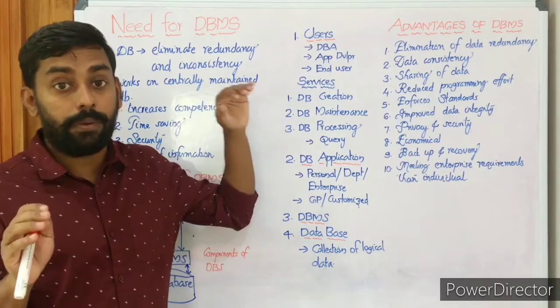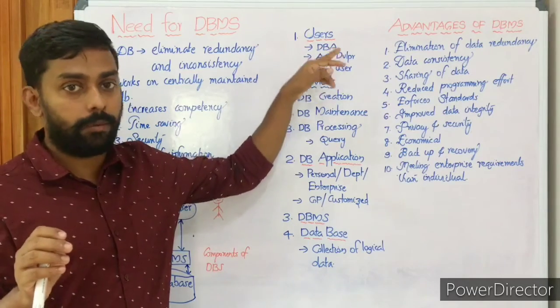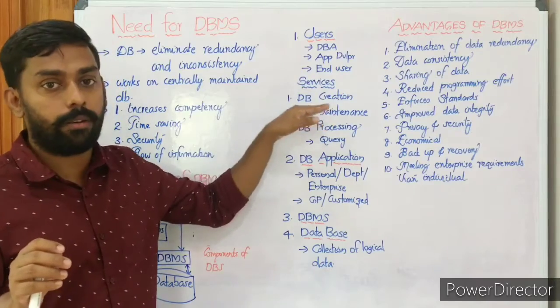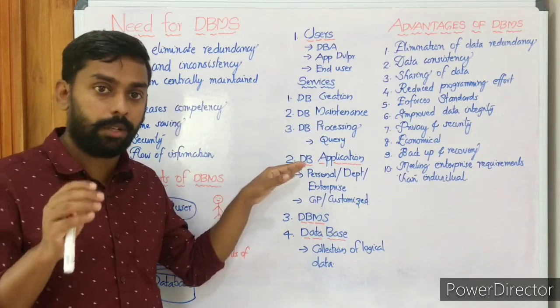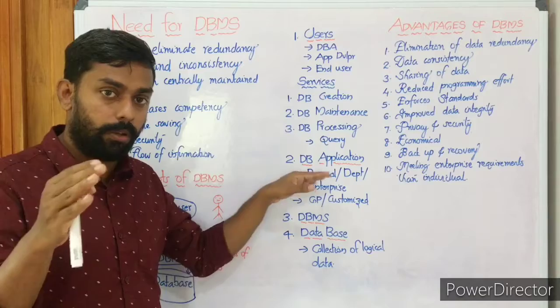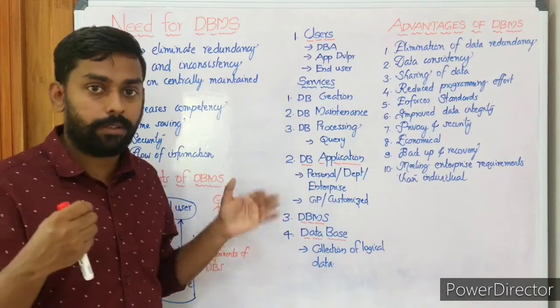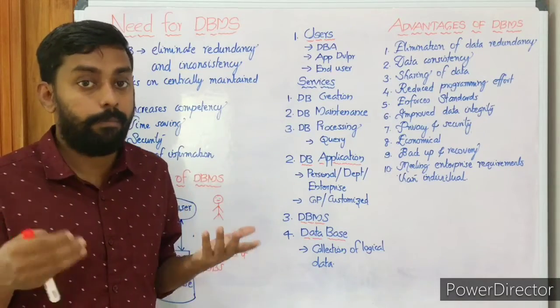We have users, different types of users: database administrator, application developer, and user, and services: creation, maintenance, and processing. And database application, it may be personal, department, or enterprise, or general purpose or customized, and Dbms and database.